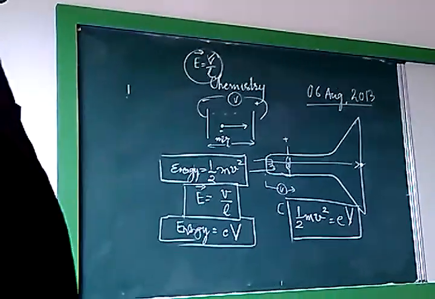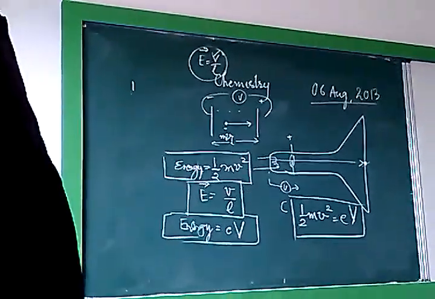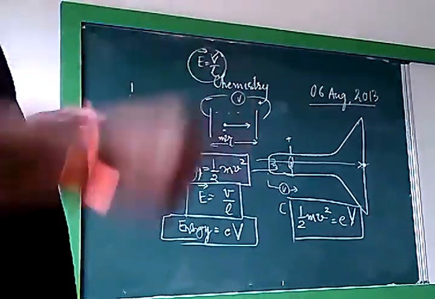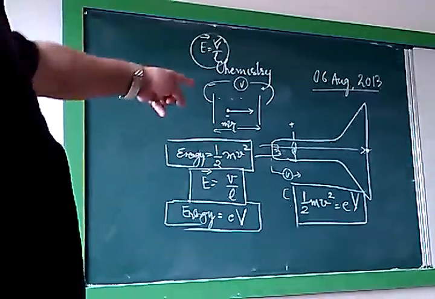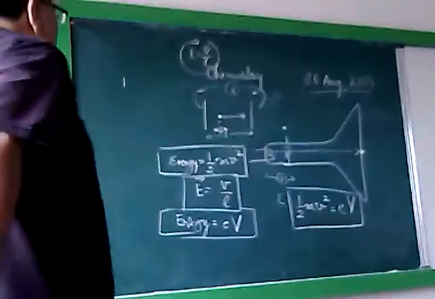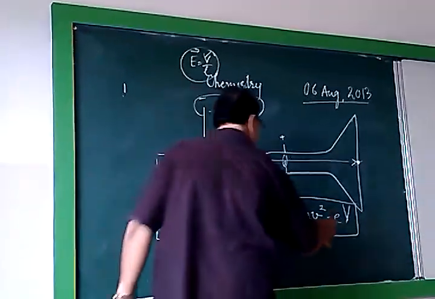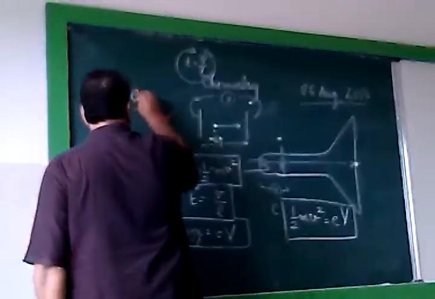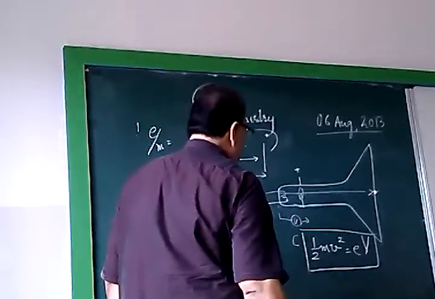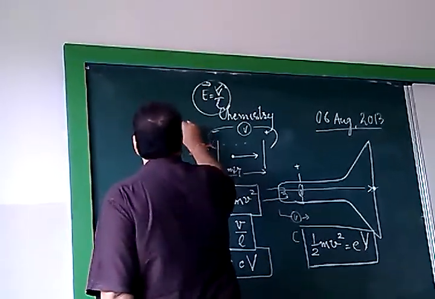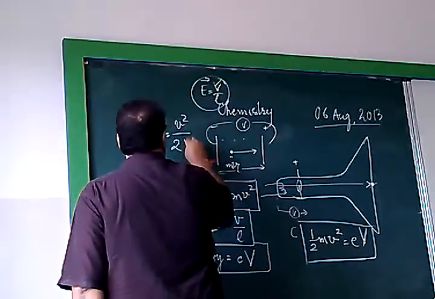Sir, V is the voltage. Capital V is the voltage. Voltage means difference of potential between the two electrodes or two plates. So this is a very, very important equation. From here, if you want, you can find E by M. See, E by M is how much? E by M is v square over 2V.